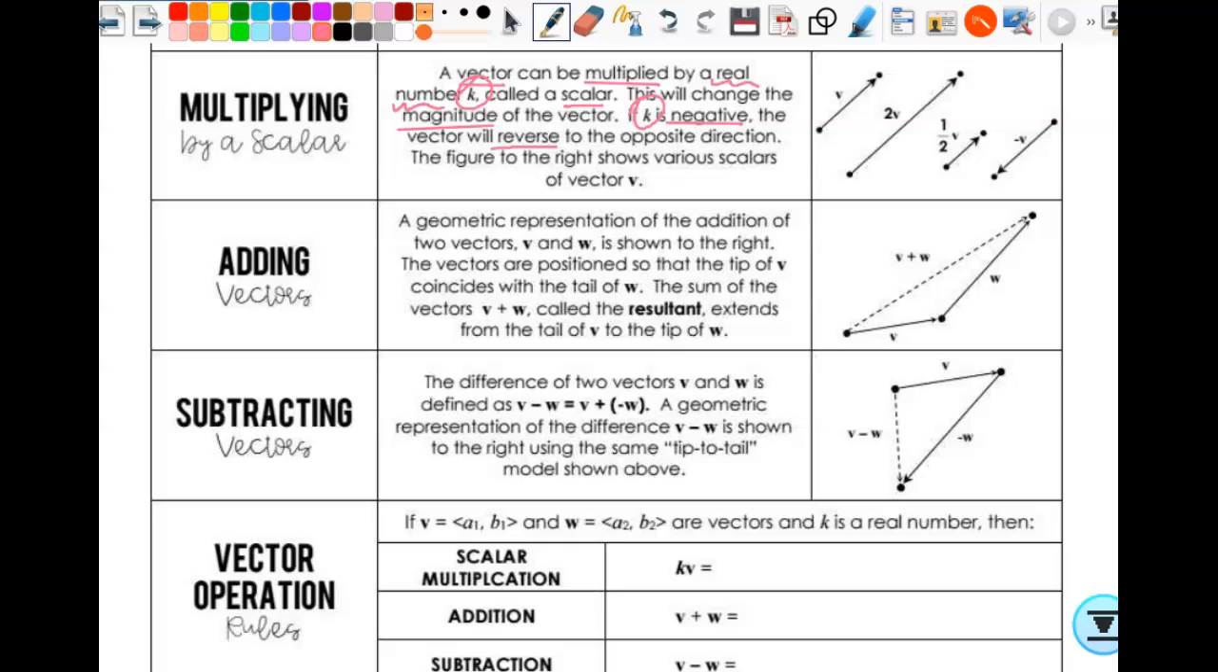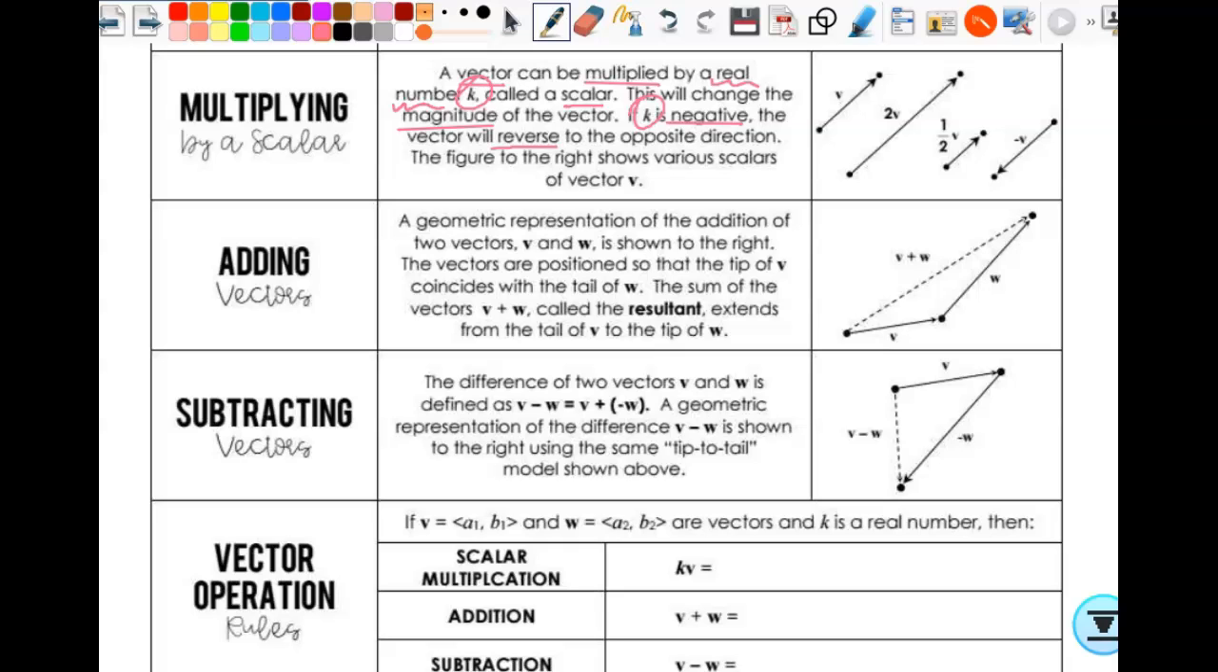So this over here shows us a few different variations of what scalars can do to v. Here's our vector v. Then this is 2 times v, so it's going in the same direction, but it's twice the length. Here's half of v, and then this is negative v. All it did was flip it around the other way. Make sense? Easy enough?